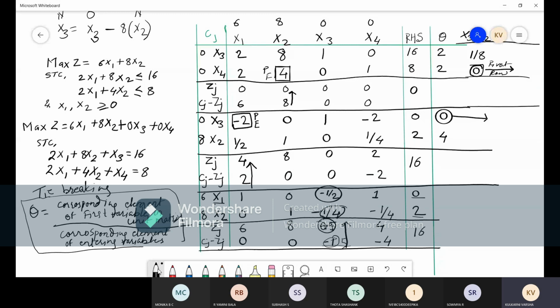Find out what is the answer for x1. x1 is 0. x2 is 2. RHS is 2. So you should mention x1 is equal to 0, x2 is equal to 2, and you got RHS values here 0 first, then you got 16, and then again 16. When you are getting 16 repeatedly, it means in the third iteration also you will get 16. It will not increase anything. Okay, so Z is equal to 16. This will be your answer, and you should highlight that this is the answer.